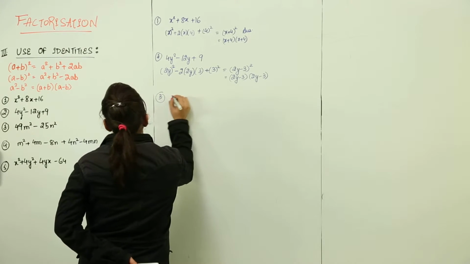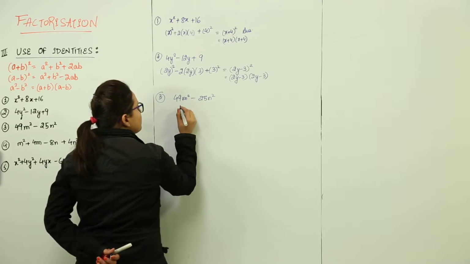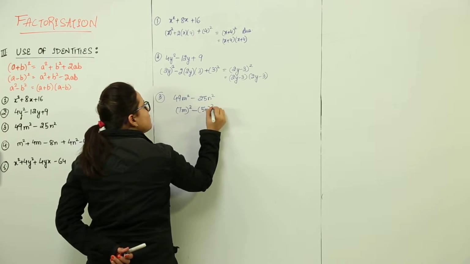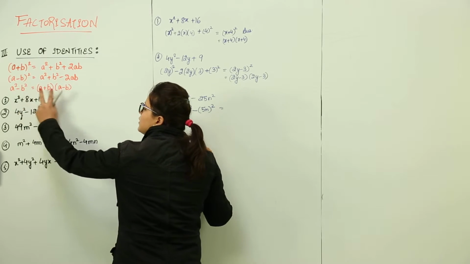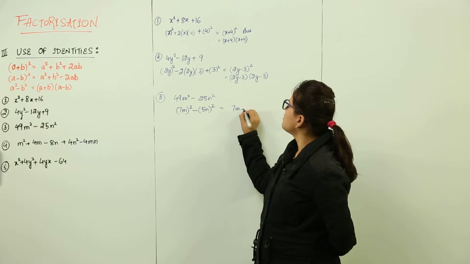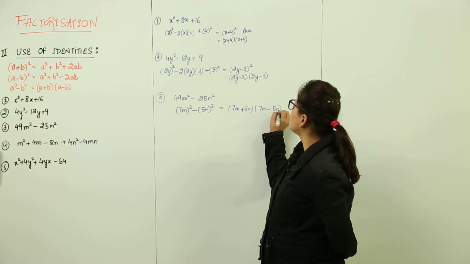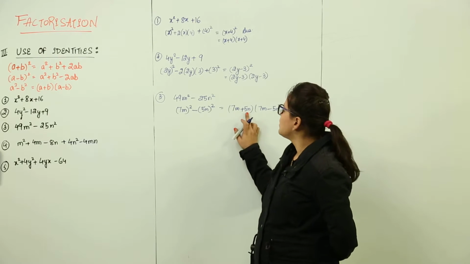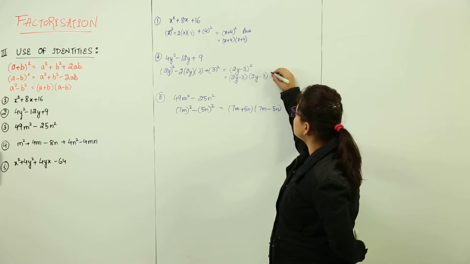Third question now. The third question is 49m square minus 25n square. Now 49m square can be written as (7m) whole square and 25n square can be written as (5n) whole square. Now this is similar to the third identity that we have done, which is equal to (a plus b) and (a minus b). So I can write this as (7m plus 5n) into (7m minus 5n). These cannot be solved further, neither could these be added. Why? Because this is 7m, this is 5n. These are unlike terms. They cannot be solved any further. So this remains the answer.